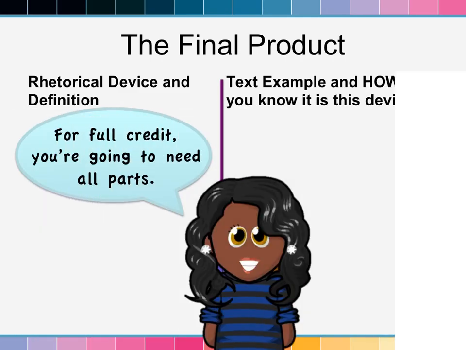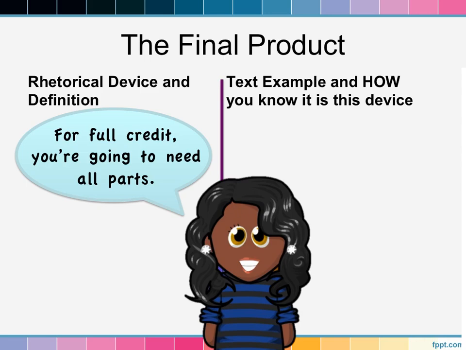So, if you're wanting to get full credit for this assignment, you're going to have all parts of the assignment. You must have the rhetorical device, and you must include the definition. This is sort of like a check and balance to make sure that it is what you say it is. Then I want you to give the text example and how you know it's this device. It's important that you explain how you know that this is what it is, because some devices can be other things, and I want to make sure that you truly understand what you're looking at with each device.